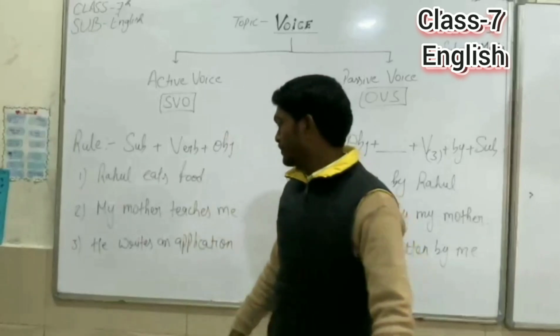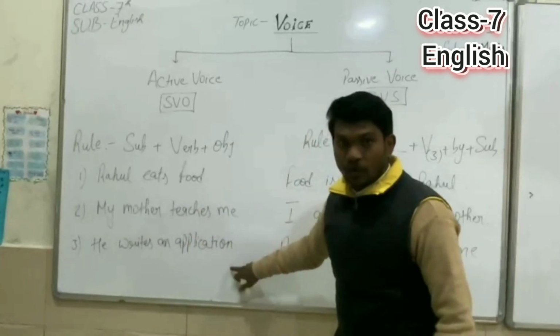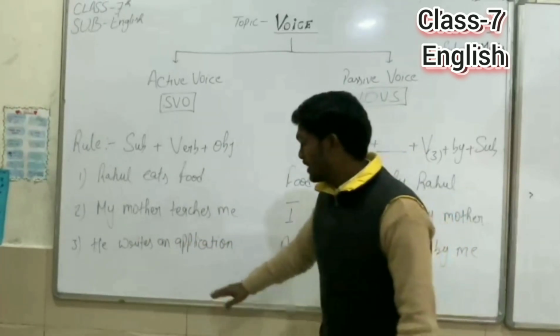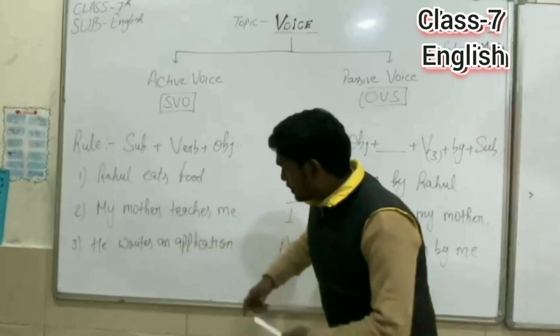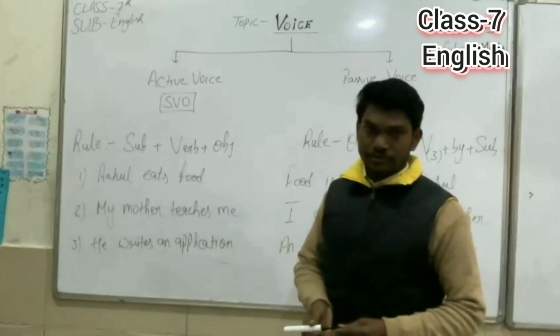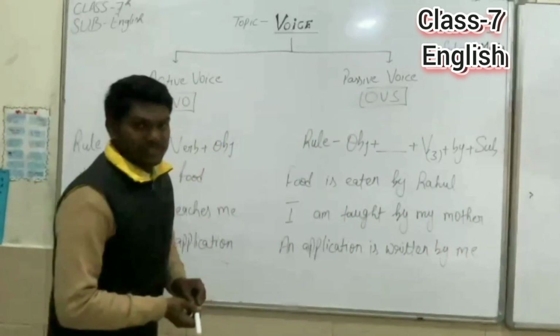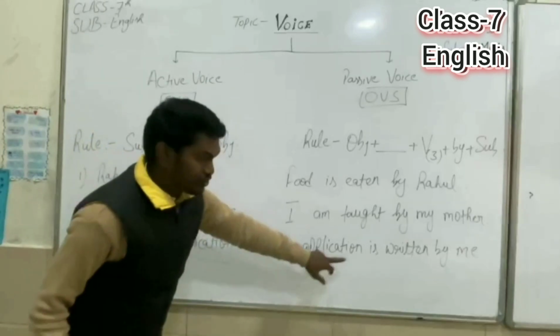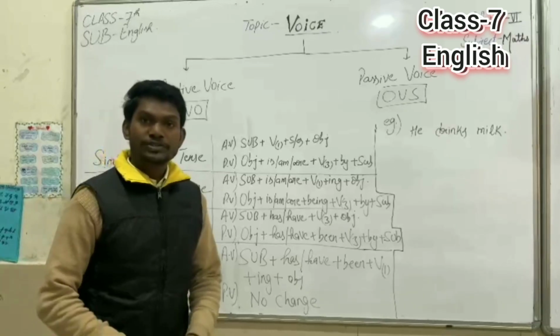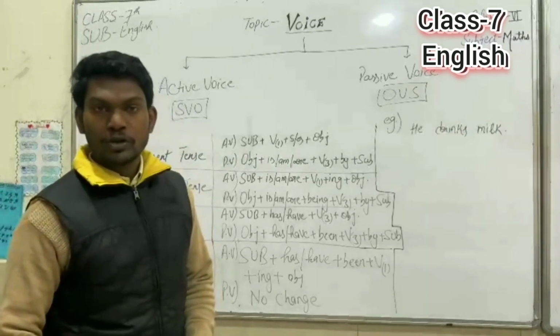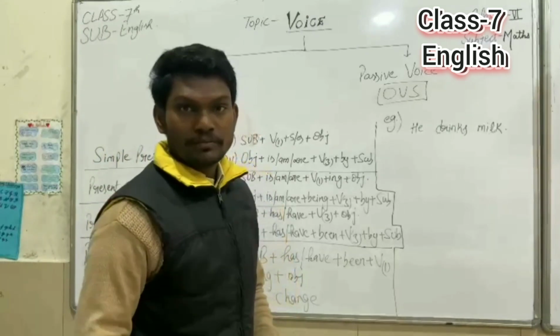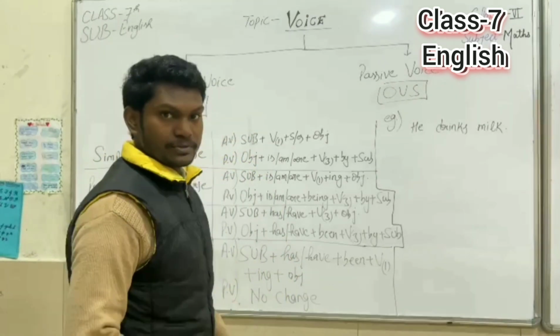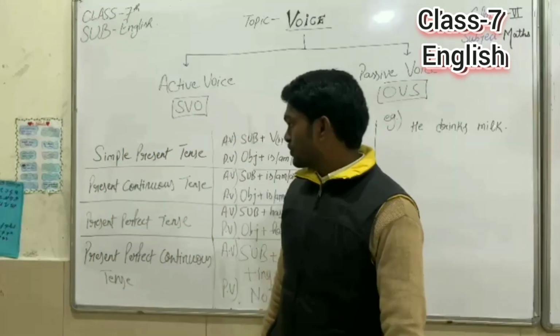Next is, he writes an application. What does he write? He writes an application. So an application will become the object. Starting with an application in passive voice: an application is written by him. So students, after learning the structure, rule and the format, we will move to some types of present tense. So here are the types of present tense.